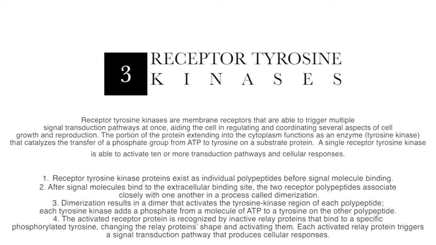Receptor tyrosine kinases are membrane receptors that are able to trigger multiple signal transduction pathways at once, aiding the cell in regulating and coordinating several aspects of cell growth and reproduction. The portion of the protein extending into the cytoplasm functions as an enzyme, tyrosine kinase, that catalyzes the transfer of a phosphate group from ATP to tyrosine on a substrate protein. The single receptor tyrosine kinase is able to activate 10 or more transduction pathways and cellular responses.